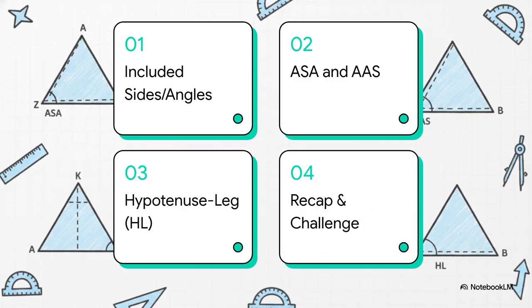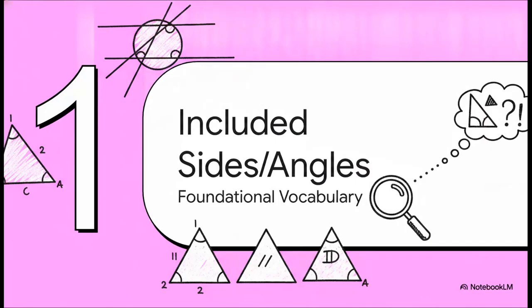Here is our blueprint for today's explainer. 1. Included sides and angles. 2. Angle-side-angle and angle-angle-side. 3. The hypotenuse-leg criterion. And 4. A recap and final challenge. Section 1. Included sides and angles.